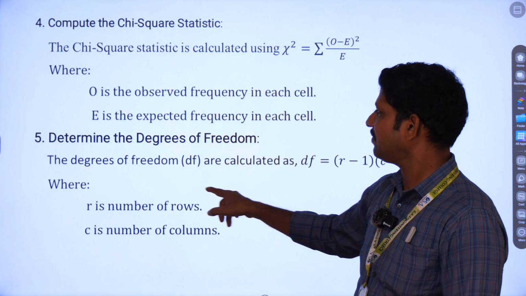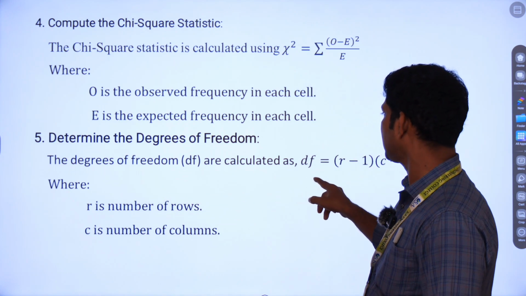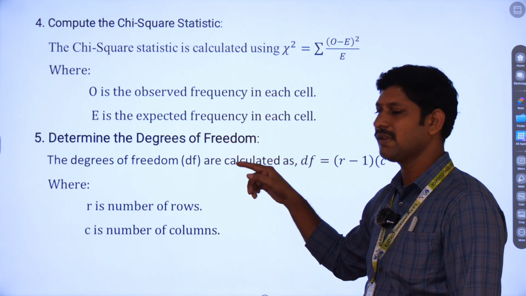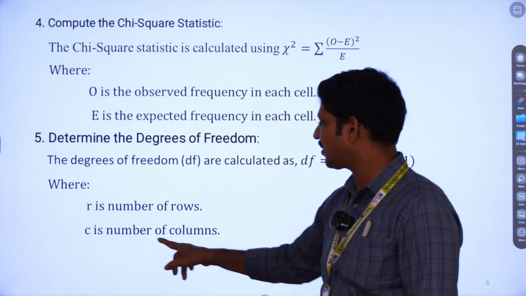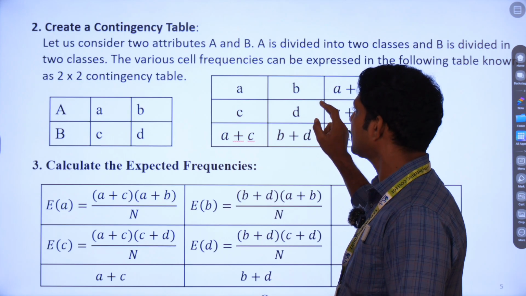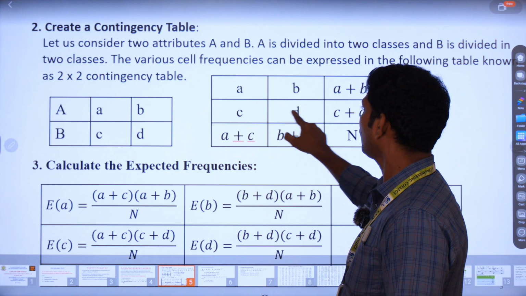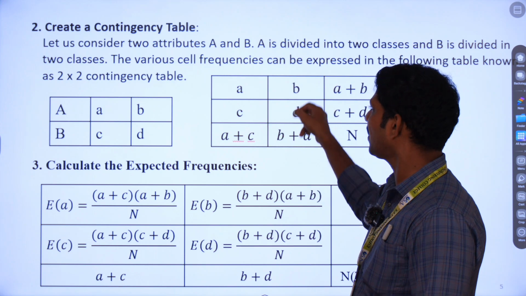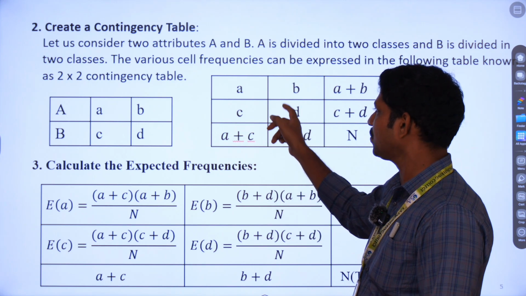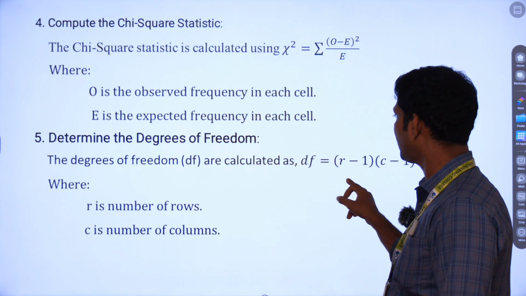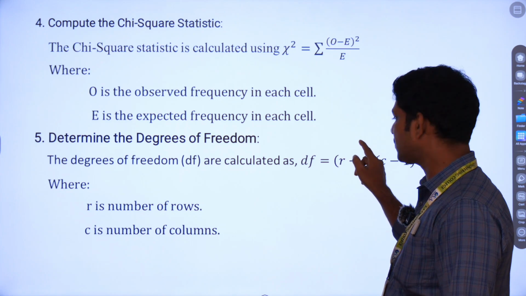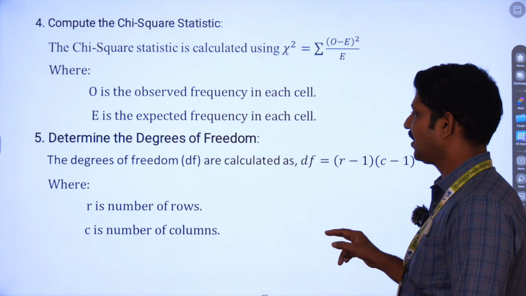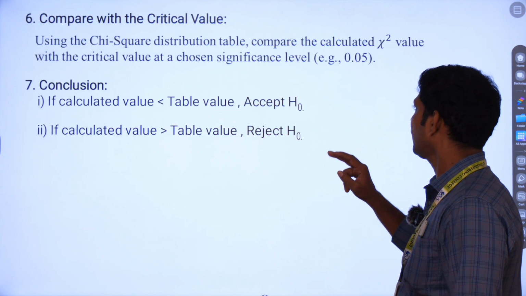To determine the degrees of freedom, they are calculated as (R minus 1) times (C minus 1). R is the number of rows given in the contingency table, and C is the number of columns. Suppose the table has row 1 and row 2, as well as column 1 and column 2. Clearly, this has 2 rows and 2 columns. So the degrees of freedom is (2 minus 1) times (2 minus 1), which is 1 into 1, equal to 1. Using the degrees of freedom, we can find the table value.